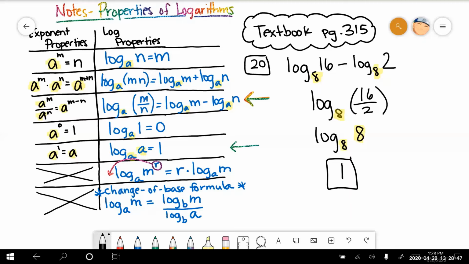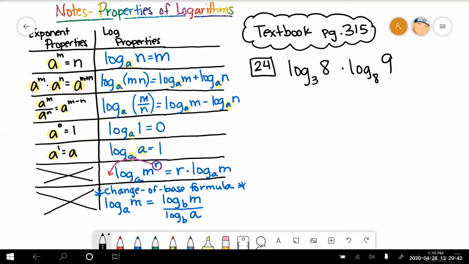Okay, and so the goal here is to be able to pretty much puzzle out how to simplify these expressions in the best way possible. Let's try another example together. Here's our next example, same textbook page. This time we're looking at number 24. And we've got log base 3 of 8 times log base 8 of 9.